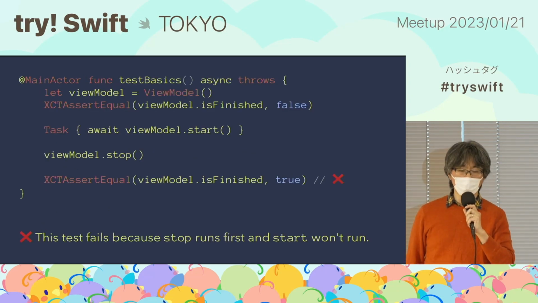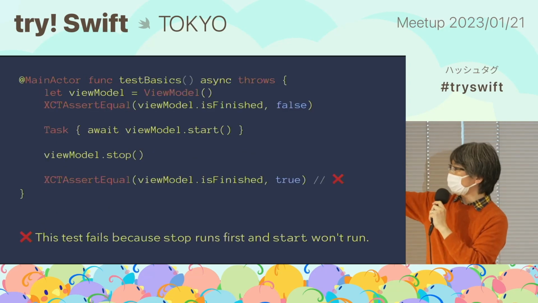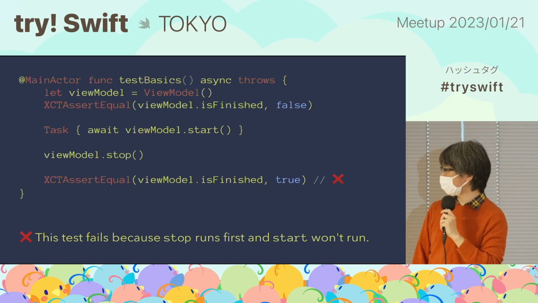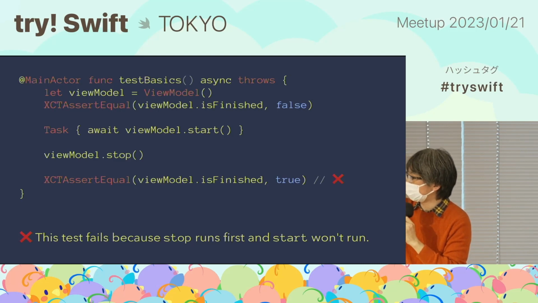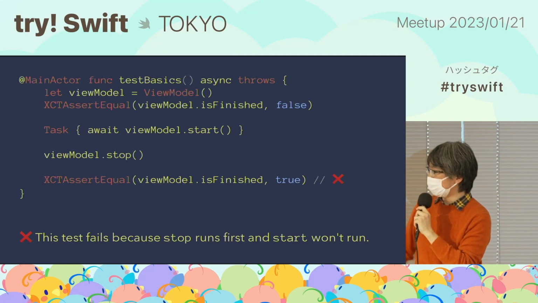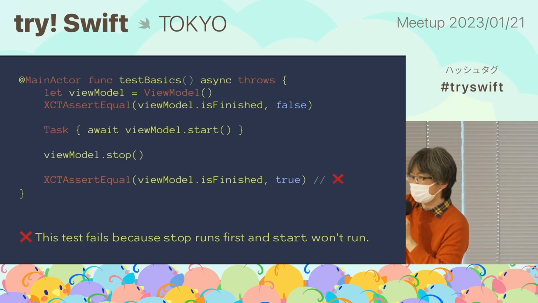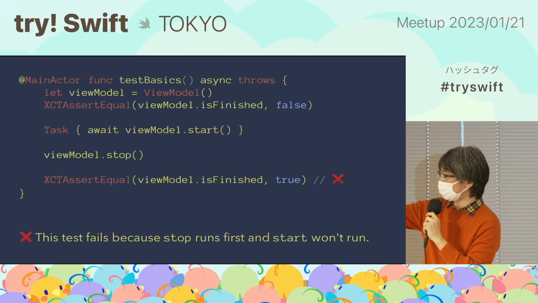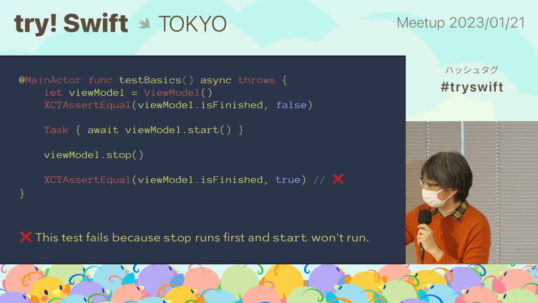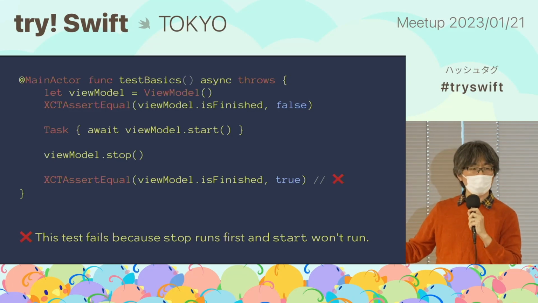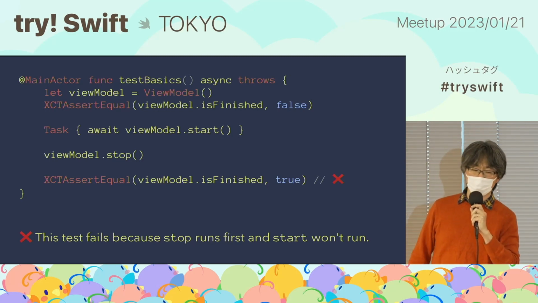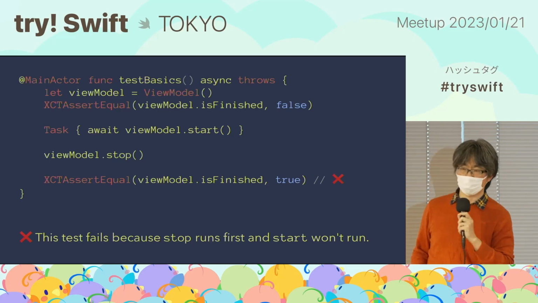And let's test this view model. We call start first, then we call stop. What will happen? You might think, is isFinished true at this point? Actually, no. Because you are creating a task here, it delays the running, and eventually stop gets called first. What's more surprising is that it just goes out of scope, so start doesn't even get called. This is the nature of Swift concurrency, and it's a quite tricky part. The execution order is the tricky part.